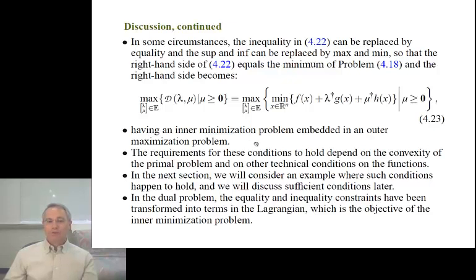The requirements for these nice conditions to hold depend on convexity of the primal problem and other technical conditions, and we're going to develop some of those conditions. But in the next section, just to give a flavor of the usefulness of this result, we're going to consider an example where the conditions hold. We'll consider sufficient conditions later. In the dual problem, I'll emphasize again, the equality and inequality constraints have been transformed into terms in the Lagrangian, and the Lagrangian becomes the objective of the inner problem.